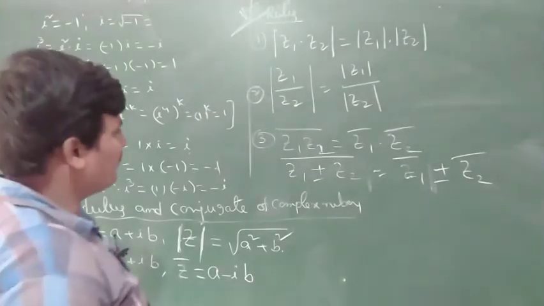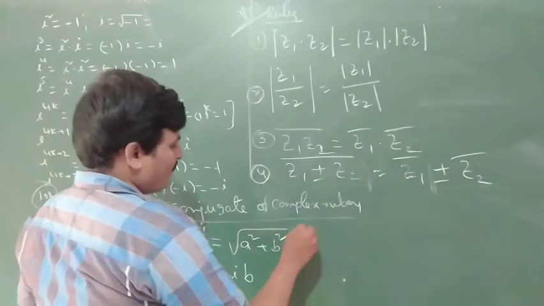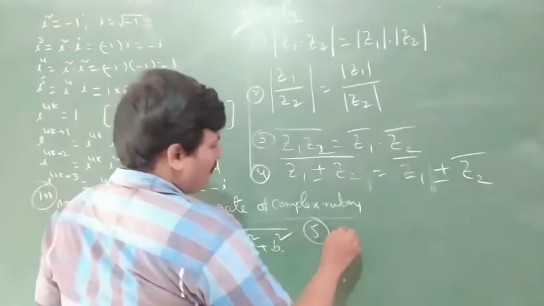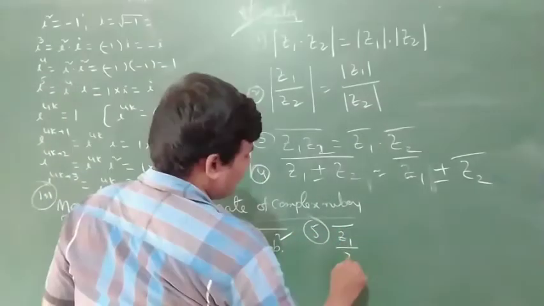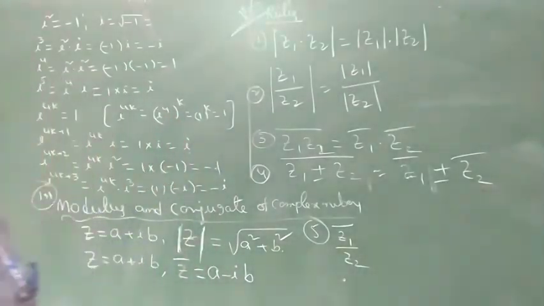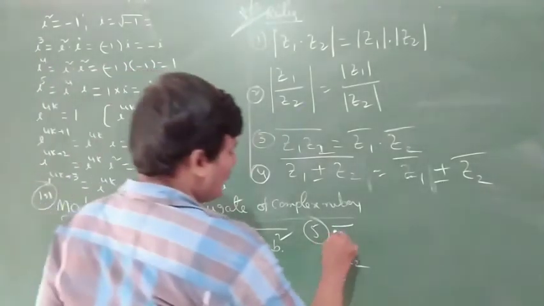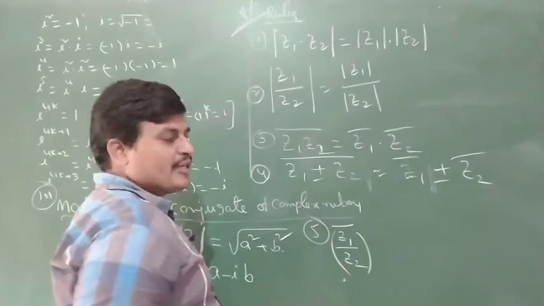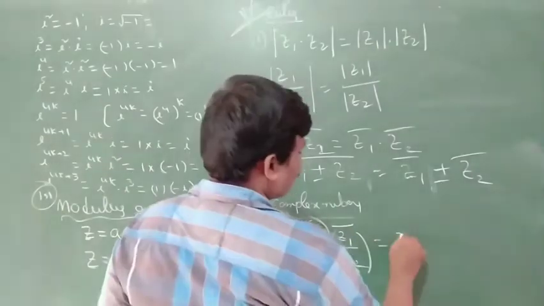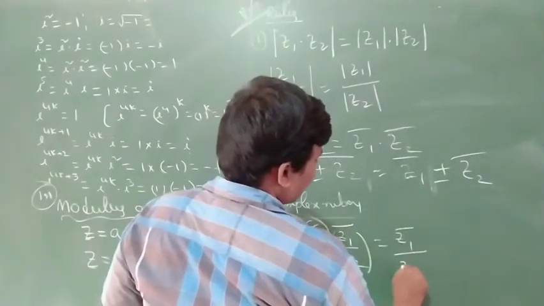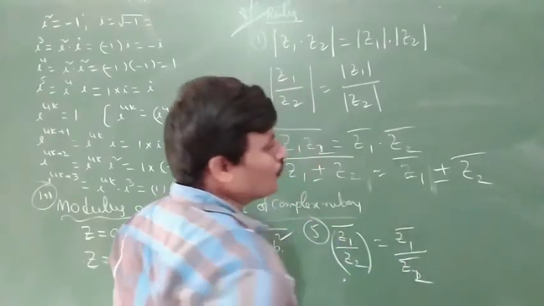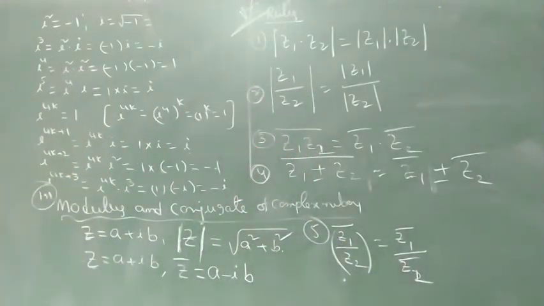This is the fourth one, division. Next, the fifth one: the conjugate of z1 by z2 whole. The conjugate of z1 by z2 whole is equal to conjugate of z1 by conjugate of z2. Once again, this is already discussed.